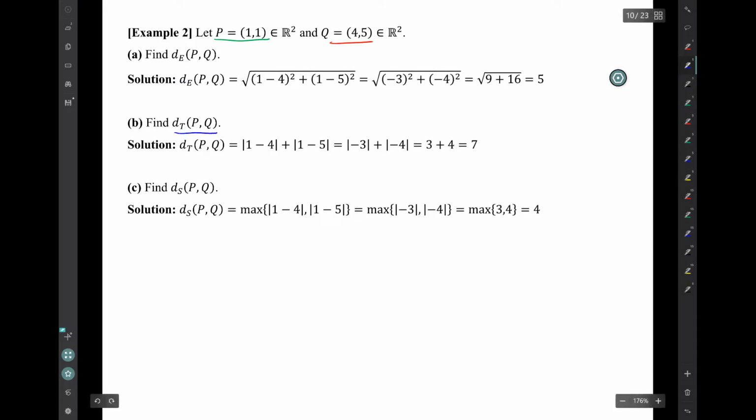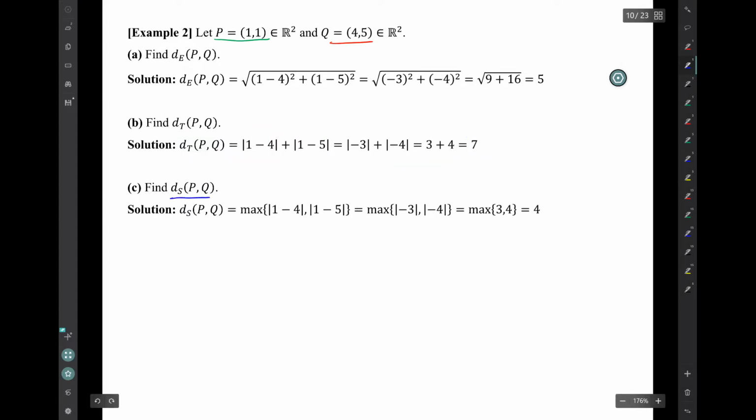Question B, find this. That's called the taxicab distance between P and Q. Well, we compute the change in x values, find the absolute value of that. We compute the change in the y values, find the absolute value of that, and then add those two numbers together. We get the number 7. That's what's called the taxicab distance between P and Q.